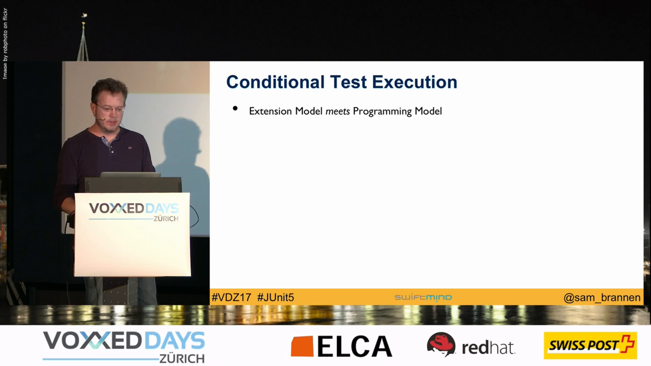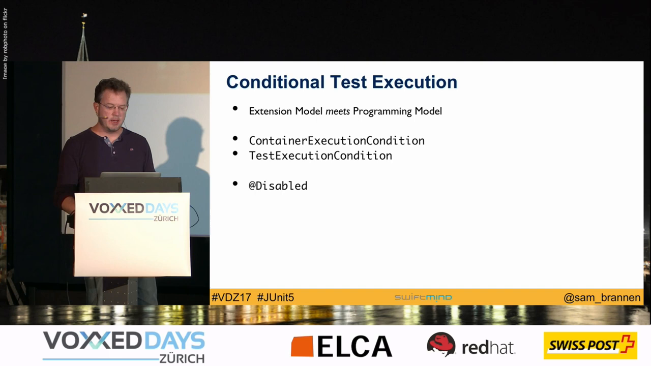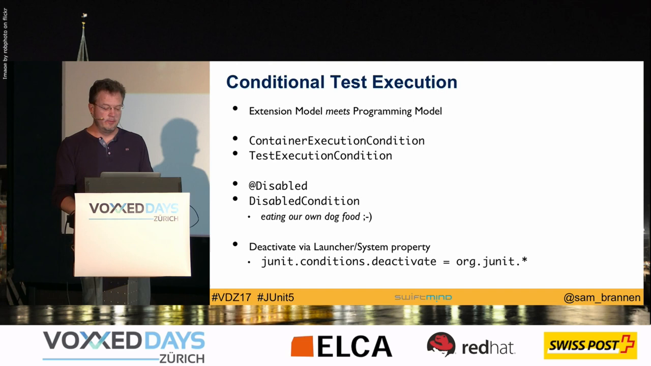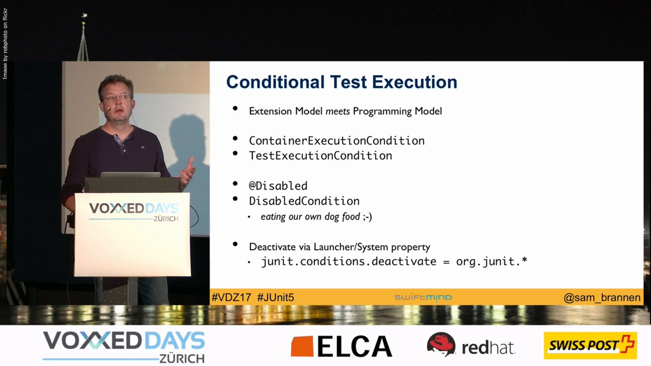Conditional test execution, again, another place where the extension model meets the program model with those APIs. @Disabled is actually an implementation of this. If you want to see how that works, you can check out the source code for DisabledCondition. And you can deactivate them all if you want via a system property. So you can say basically run all the tests that are currently annotated with @Disabled because I want to see if they're still broken, right? Something like that.